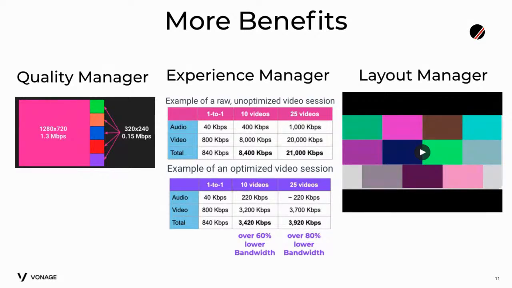So there's things like the quality manager. All the publishers don't need to be the same size. As you can see here, the bigger video, let's say 1280 by 720, is 1.3 megabits per second. Now, these other smaller ones on the side don't need to be that large because they only take up 320 by 240. So then we can bump that down to a smaller bit rate. That way the overall bandwidth is lessened. And that's what we do here.